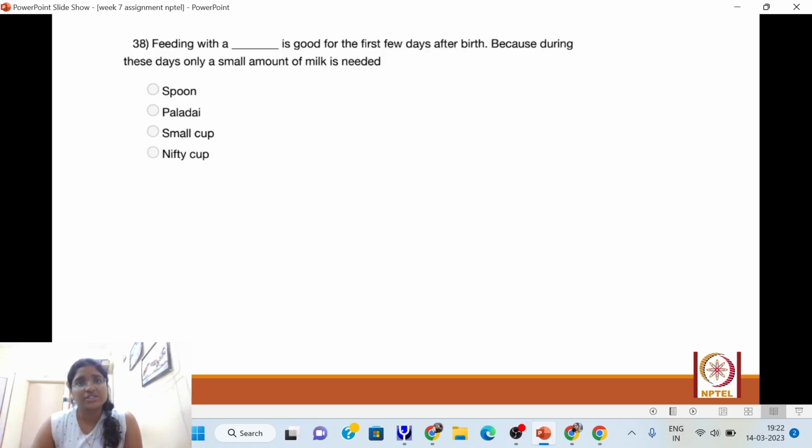Feeding with a dash is good for the first few days after birth because during these days only a small amount of milk is needed. Spoon, paladai, small cup, or nifty cup.